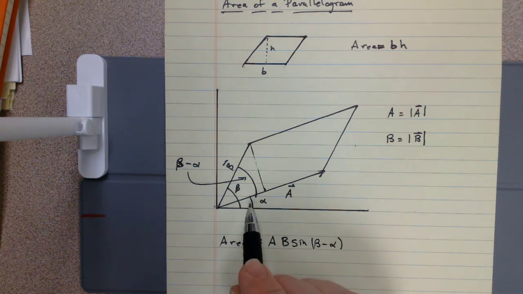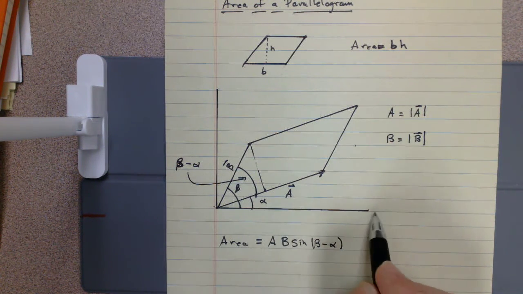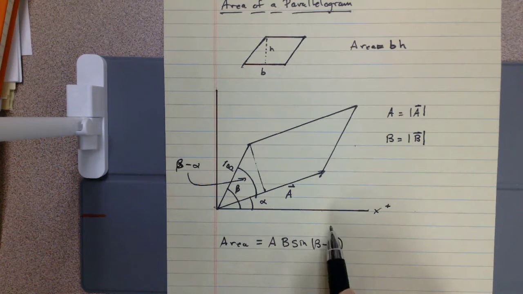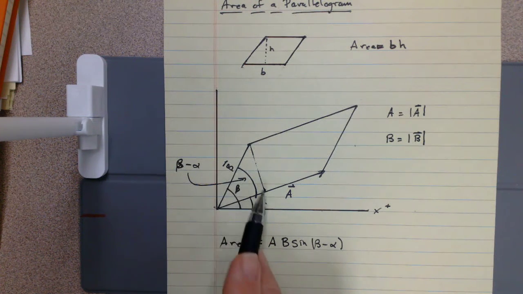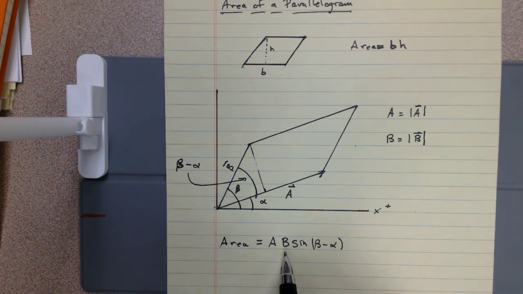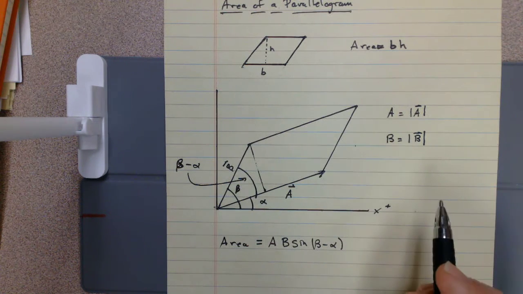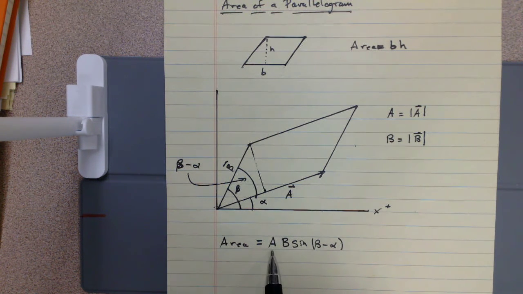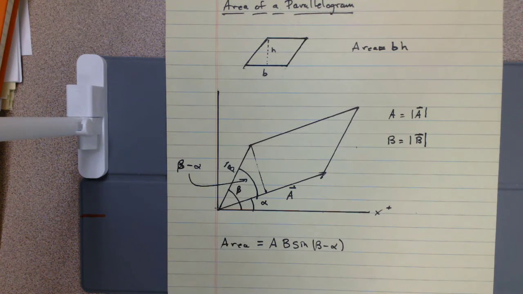The vector A makes an angle of alpha with the positive x-axis. The vector B makes an angle beta with the positive x-axis. That means that the angle between B and A is beta minus alpha. That gives us the length of the altitude as being b times the sine of beta minus alpha, and the length of the base as being a. So the area of the parallelogram generated by the vectors A and B has this pretty little formula: a times b times the sine of beta minus alpha. Let's take that and put it in our pocket and remember it.